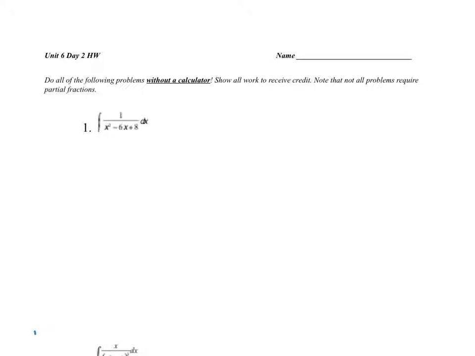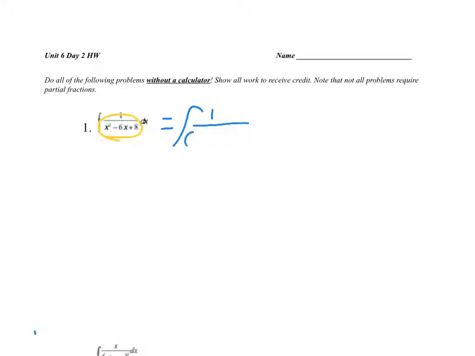Hopefully you've got it in front of you, but I've got the integration of 1 over x squared minus 6x plus 8 dx. So one of the clues that you want to use partial fractions is that this denominator is something that you can factor. It kind of has that rational function look to it. So the first thing you want to do is rewrite an equivalent integration, and we're going to say that's equivalent to the integration of 1 over, and all I'm going to do is factor that.